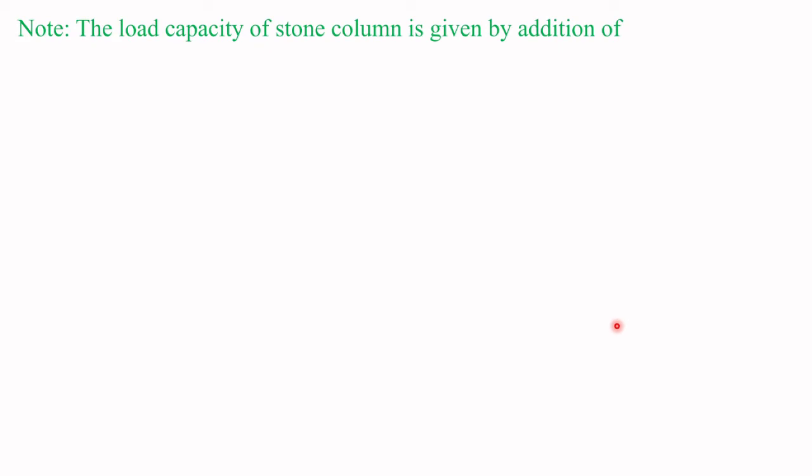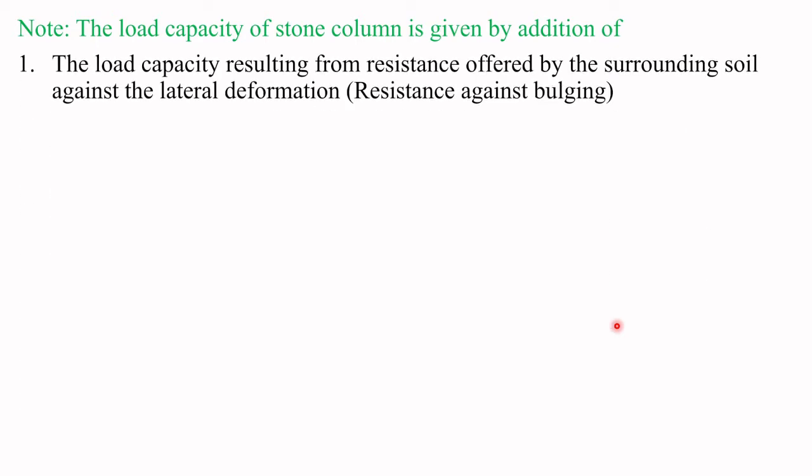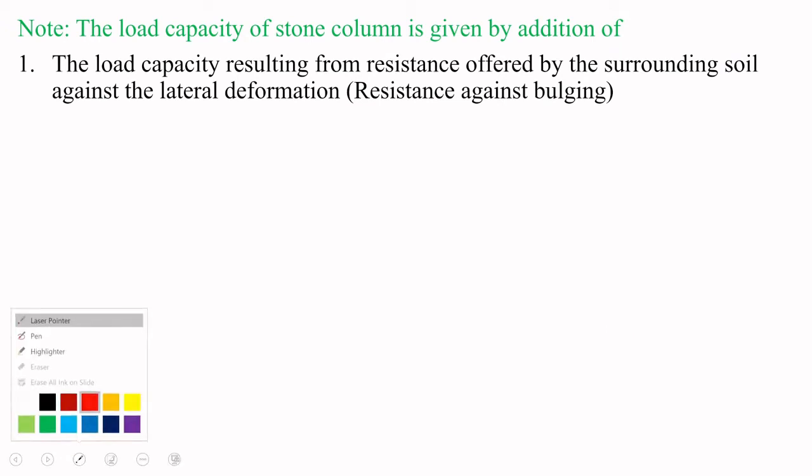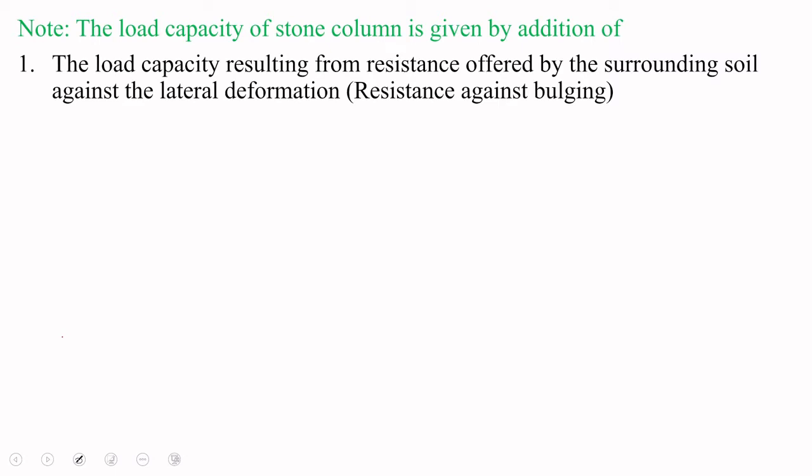The load capacity of the stone is given by the addition of, first, the load capacity resulting from the resistance offered by the surrounding soil against the lateral deformation, that is, the resistance against bulging. If this is a stone column, and when we apply the load over it, it will bulge, means it will deform in this shape.